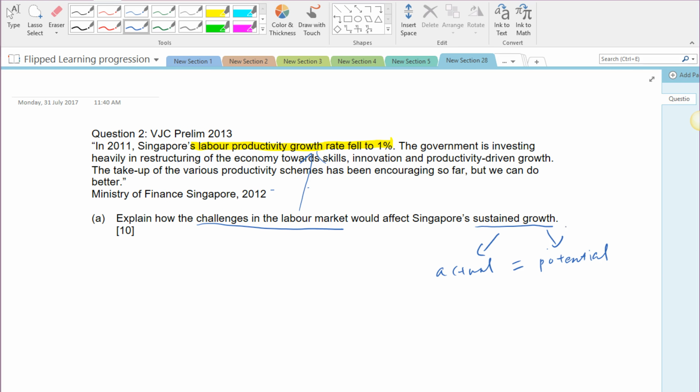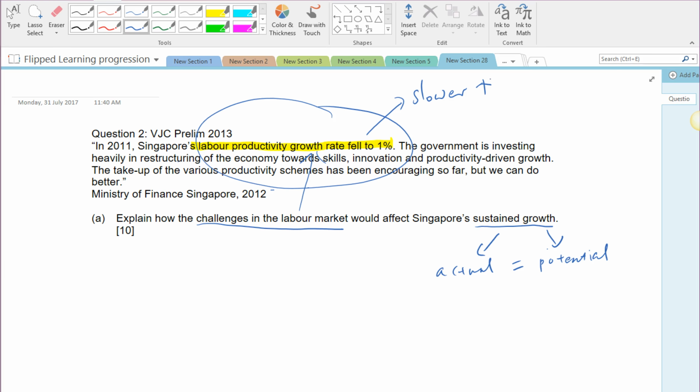Now looking at the challenge in the labor market, which is your labor productivity growth rate falling to 1%, take note that falling to 1% is not a decrease in labor productivity, but a slower increase. Don't fall into that trap. Under exam conditions, sometimes you read too quickly and think that growth rate fell to 1% means a decline in labor productivity. Unless the growth rate is negative, as long as it is positive, there's still an improvement, but at a slower rate.